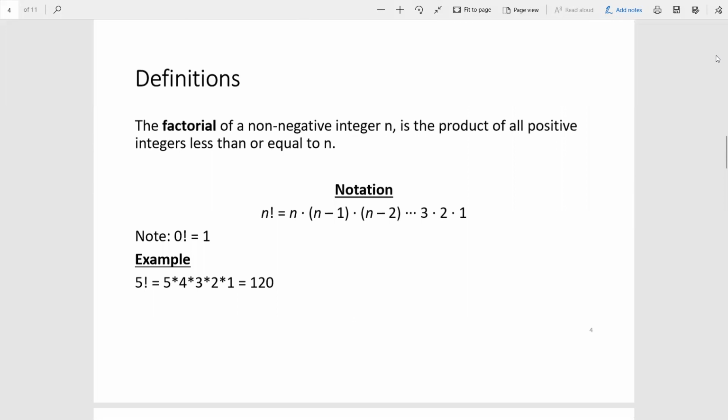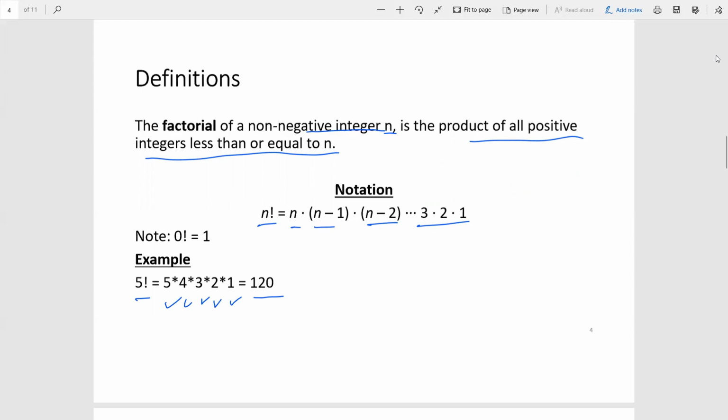Now we have a definition called factorial. It's a non-negative integer n, and n factorial is the product of all positive integers less than or equal to n. So n factorial is n times n minus 1 times n minus 2 all the way down to 1. Example, 5 factorial is 5 times 4 times 3 times 2 times 1, which equals 120.